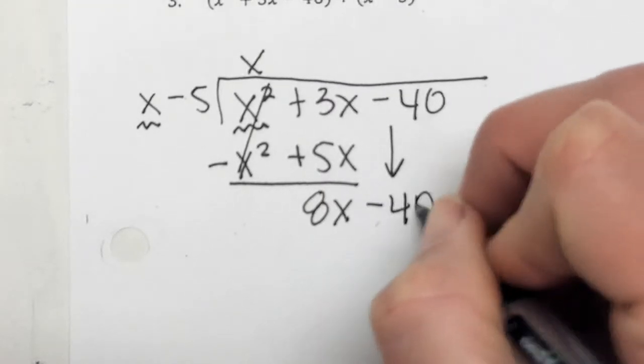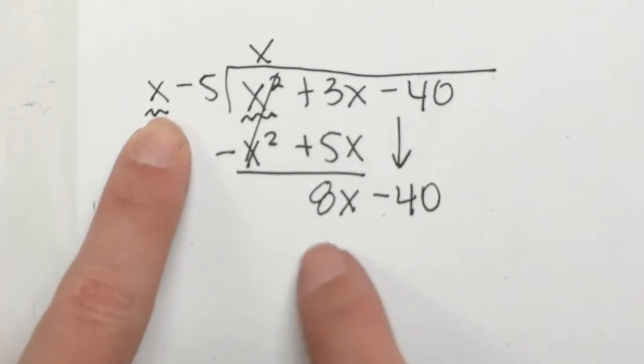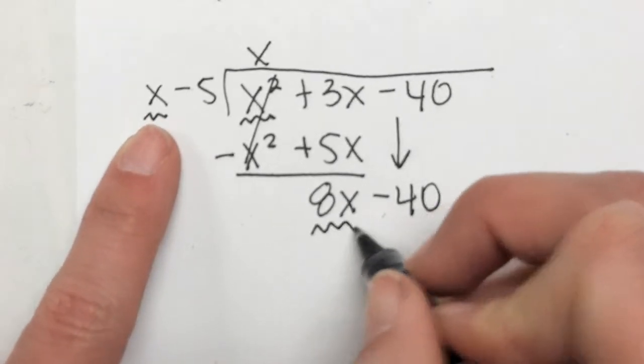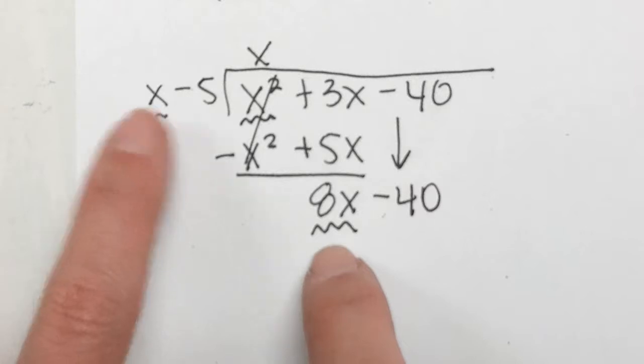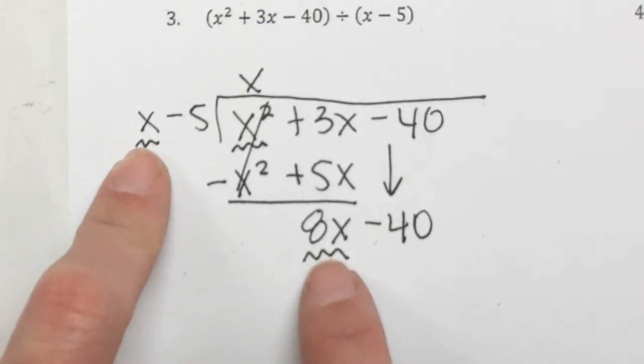Good. And now you just start the process over. Okay? So the first term here doesn't change, but what's the first term here now? 8x. So what do you have to multiply x by to get 8x? Positive 8 or negative 8? Good.